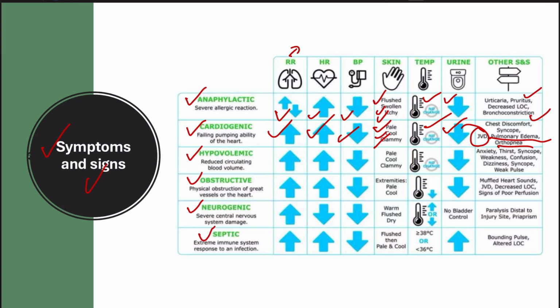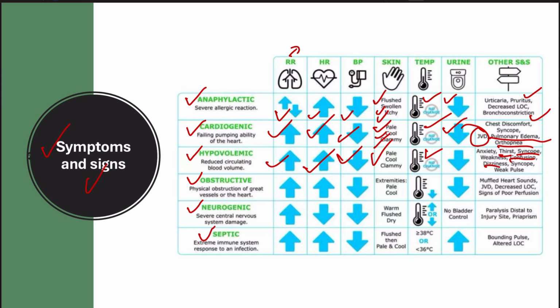Then we have hypovolemic shock. Here there will be an increase in the respiratory rate, and the heart rate will increase because there is a decrease in the blood volume. Then BP will fall because of the decrease in blood volume. The extremities, that is the skin, will be pale, cool and clammy. Here also there won't be much temperature change. Here the person will have thirst, or can later on have confusion, then syncope and dizziness.